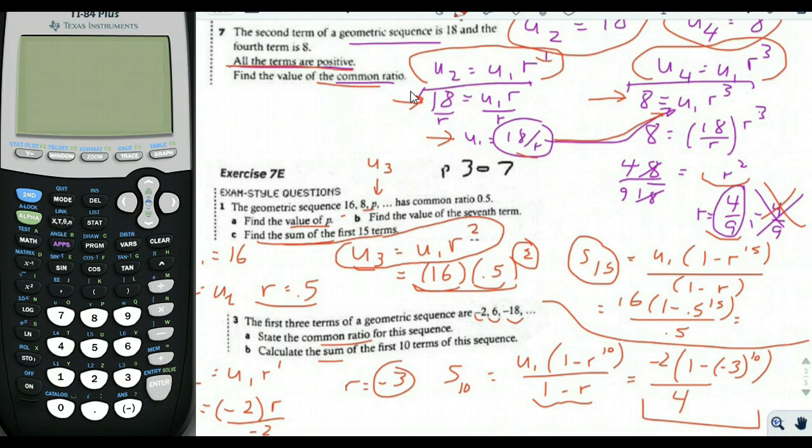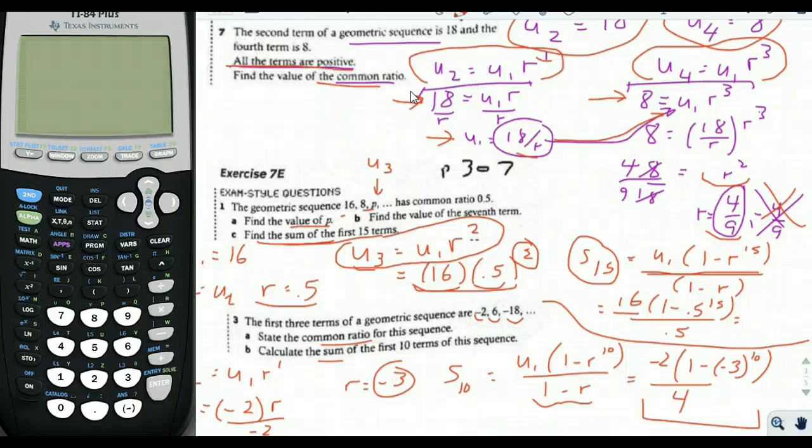The equation would be U1 times (1 minus r to the 15th) over (1 minus r). How do I know I'm supposed to use this one and not the one with r minus 1, r to the 15th minus 1? Well, it doesn't really matter. Either one you use is going to give you the same answer. It's just sometimes more convenient when r is smaller than 1 to use this one. But don't worry about that, because you can choose either one and you get the same answer.